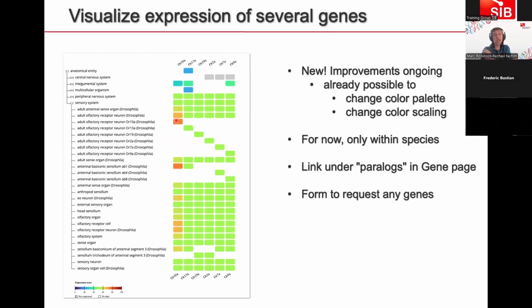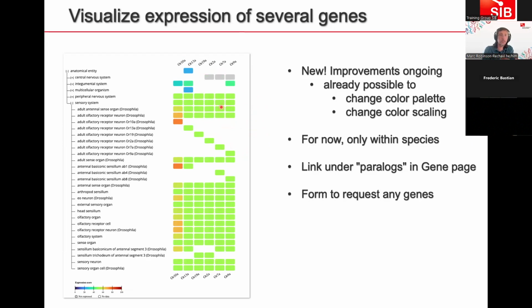So you see that indeed, if I look in general at the sensory system, of course, all the olfactory receptors are expressed, but they're also each expressed in their specific olfactory neuron. And this, for now, has been implemented and released only within species. We will in the future release it between species.